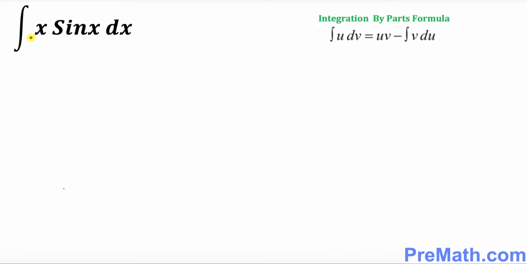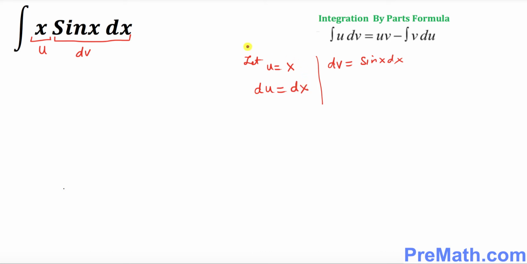For that one, I'm going to say that this x I'm going to call u, and the rest of this stuff is going to be dv. In other words, let u equal x, and on the other side dv equal to sine of x times dx. Take the derivative on both sides, so du is going to be simply dx, and on this side we want to find v.